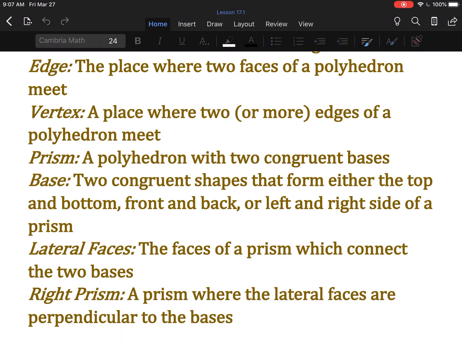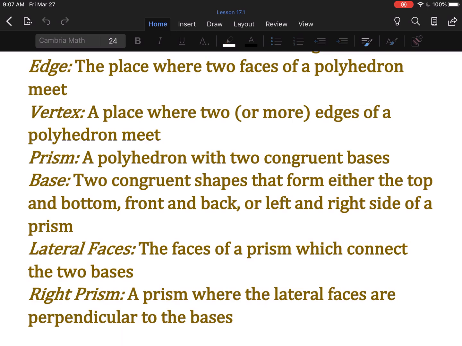Okay. Lateral faces are the faces of a prism which connect the 2 bases. Essentially, they are all of the rectangles that connect the bases. And this last one I have because your book has it, but you don't really need to worry about it.